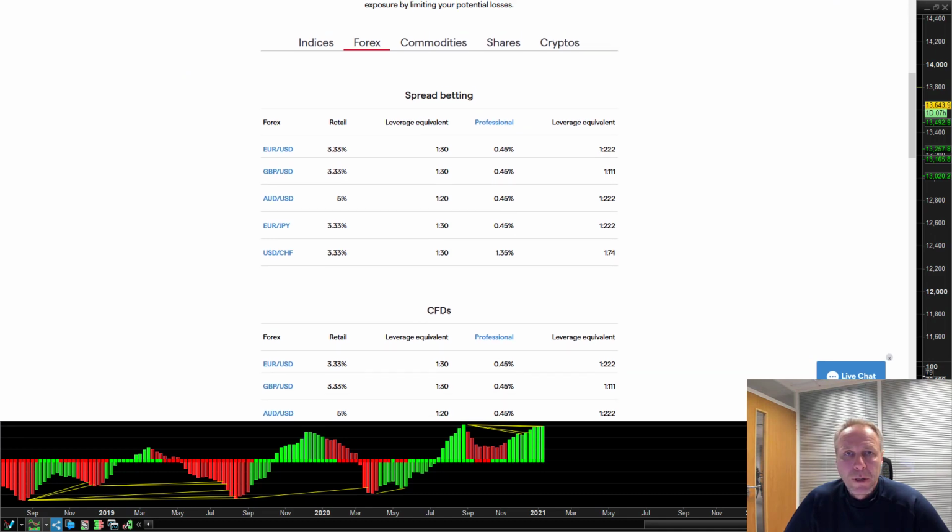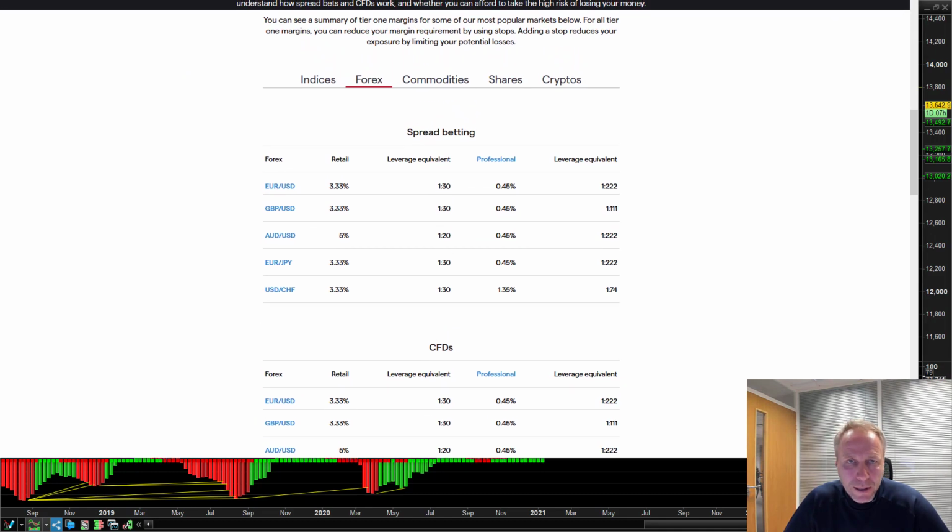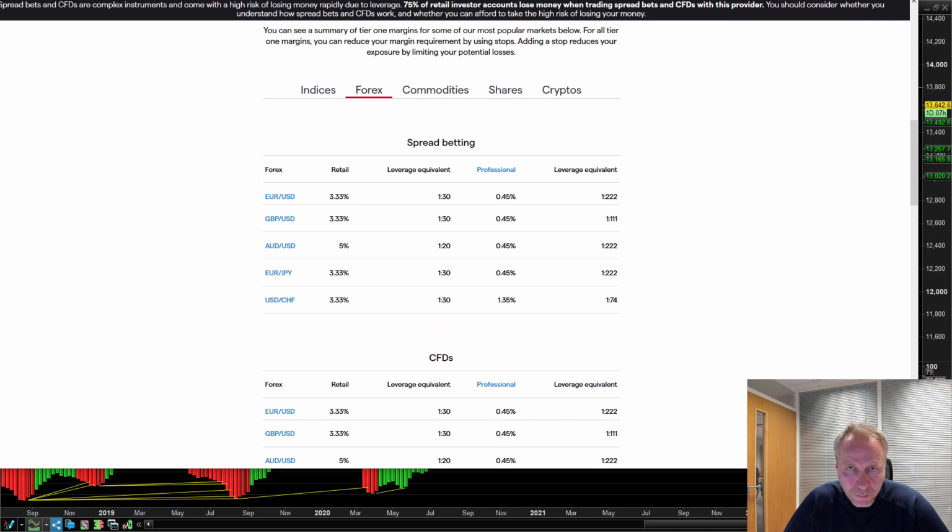And you can see, let me just show you one second here, if I can find it for you. If I just get the broker up here, let's just bring it down. Just right here, look, 75% of retail investors lose money when trading spread bets and CFDs with this provider. Every broker by law has to have that on their website. Some of the brokers are up into the late 80%, guys, 89%.